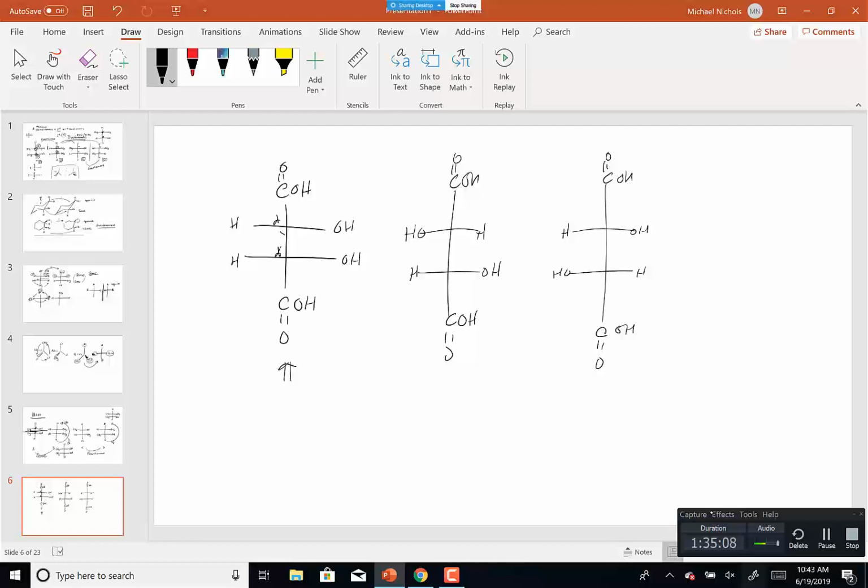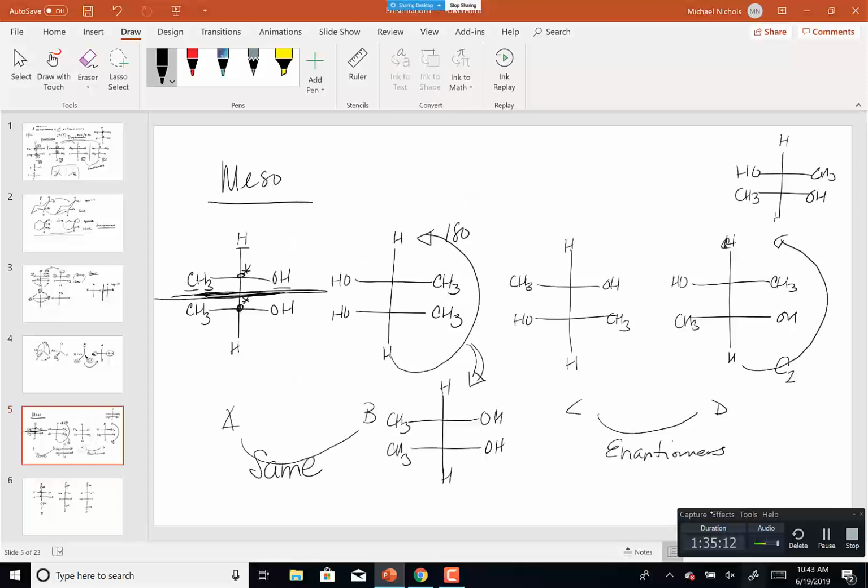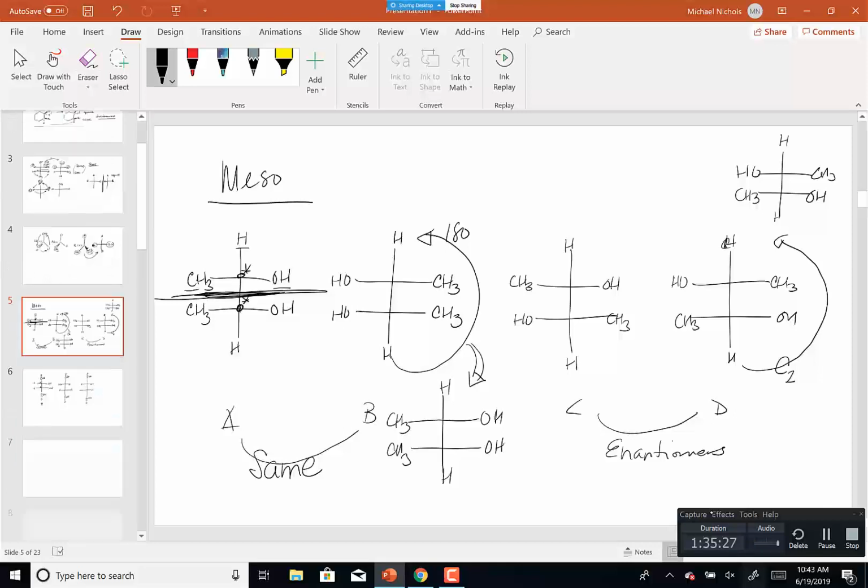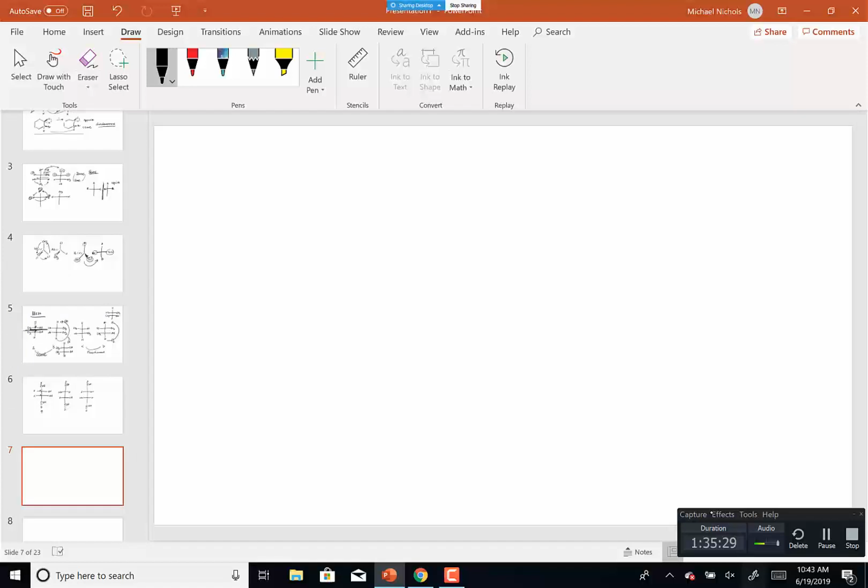So how does this relate? Well, for this molecule that I just wrote, C and D are the DL pair, and A and B are the same meso compound. So let's play the game, meso or not.